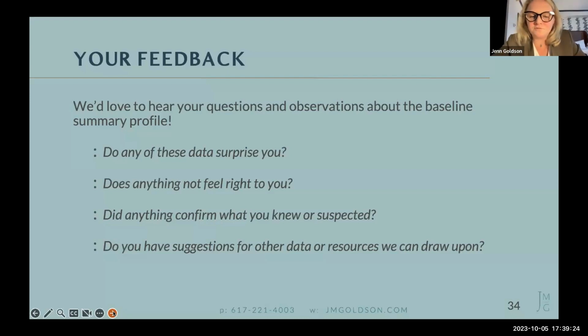And then, did anything confirm what you already knew or suspected? Like, okay, I didn't know the numbers, but yeah, that actually makes a lot of sense because of the lived experience in Gloucester that you all have that we don't. And then, do you have suggestions for other data sources, perhaps local data sources that we didn't use, or other resources we can draw from that might be helpful? Because as I said, we're putting metrics into goals and creating strategies, perhaps there's something that we didn't realize the community had resources and data on that would help us.